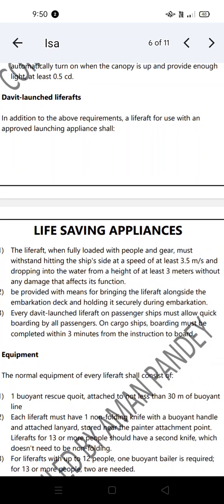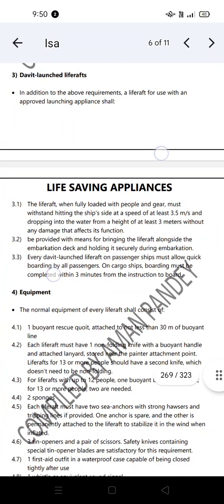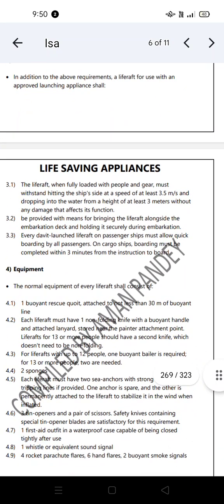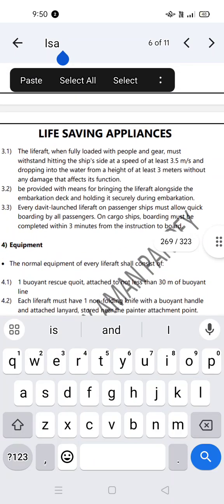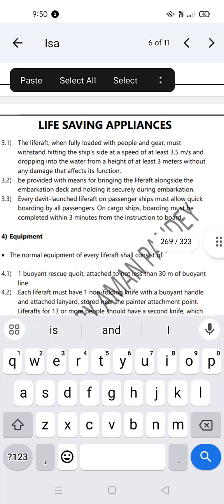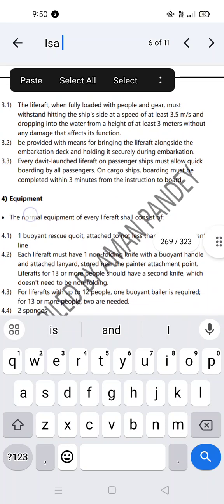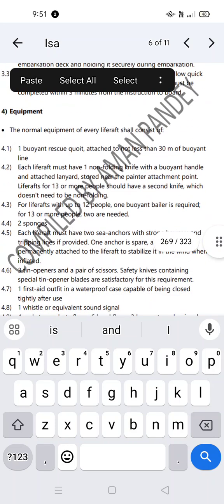So in addition to the life raft for use with an approved launching appliance, the life raft when fully loaded with people and gear must be able to withstand a drop, so it is the same as for the lifeboat: 3.5 meters per second, dropping from 3 meters. It must provide a means of bringing the life raft alongside the embarkation deck and holding it securely during embarkation. On passenger ships, boarding must be completed within 3 minutes, and on cargo ships within 3 minutes from the instruction to board.